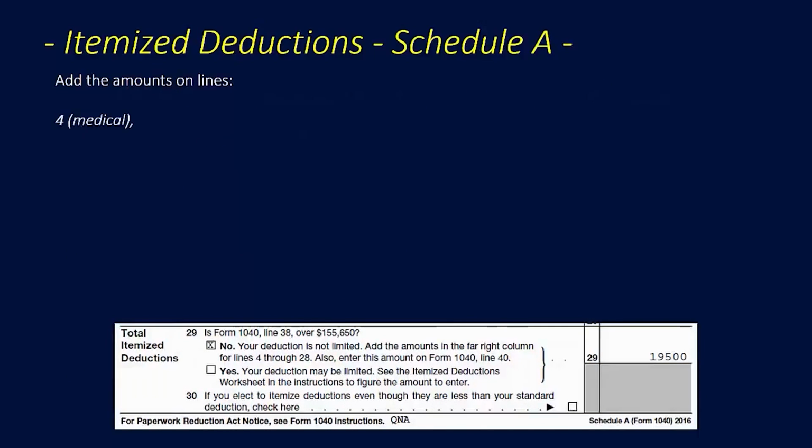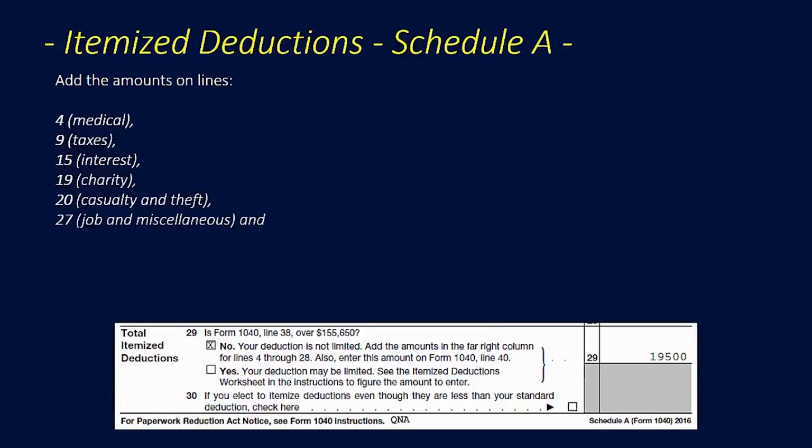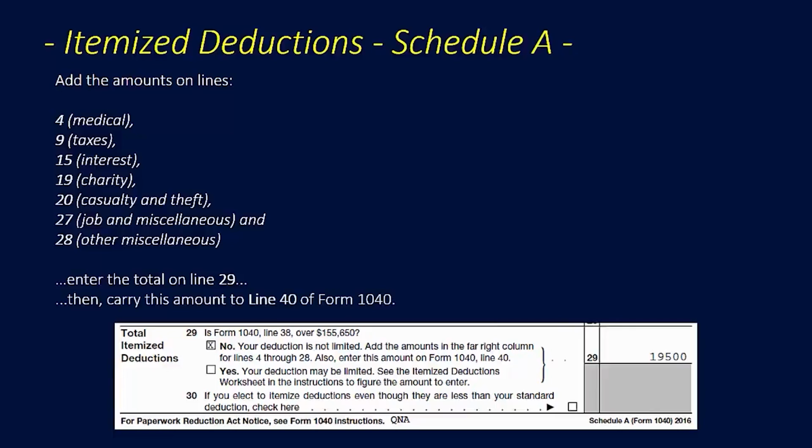So we add the amounts on lines 4, which is your medical, 9, which are the taxes, 15, the total interest, 19, charitable deduction, 20, casualty and theft losses, 27, job and miscellaneous deductions, and 28, other miscellaneous deductions. We enter the total on line 29 of the Schedule A. Then we carry this amount to line 40 of the Form 1040.